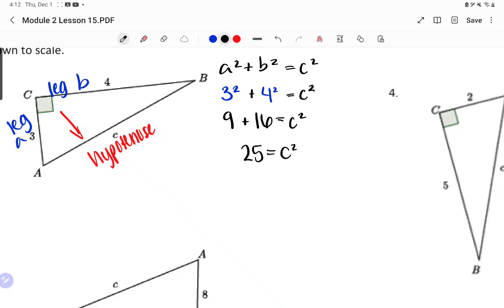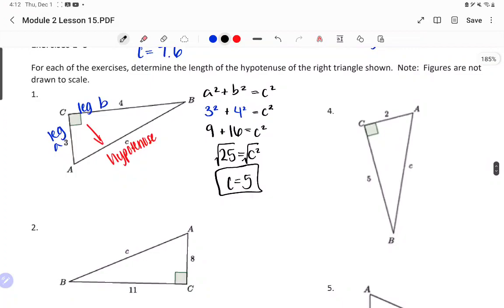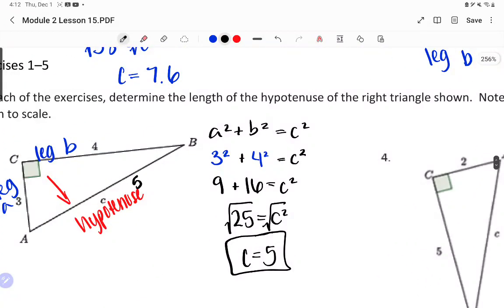Now this one is a perfect square, so I want you without your calculator to see what c would be equal to. Okay, and if you got that c equaled 5, you would absolutely be correct because 5 times 5 is 25. So the length of the hypotenuse is 5.